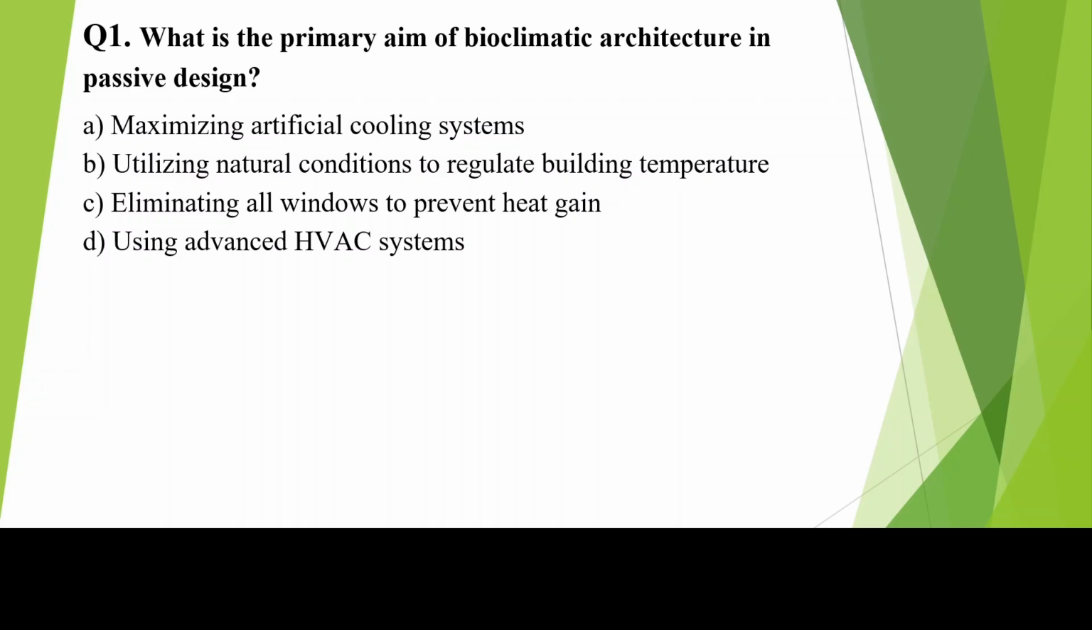That is, bioclimatic strategies align with passive design by using the natural factors such as neighboring structures, biodiversity, climate, etc. to regulate the temperature and reduce the reliance on artificial climate control. That's why bioclimatic suggests these natural conditions that are utilized for regulating the building temperatures. That's why option B is the correct answer for this question. So now I hope it is well clear to all of you.